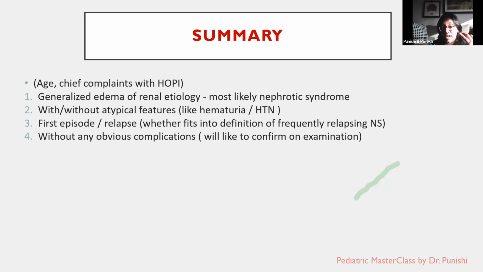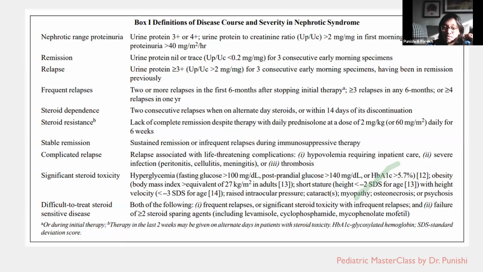with or without atypical features. You can have associated hematuria or hypertension in nephrotic syndrome, but they become atypical features. They're not usually seen in a typical nephrotic. So whether or not there are associated atypical features, whether this is a first episode or a relapse, and whether it fits into the definition of, say, frequently relapsing. What is frequently relapsing? If you look at the definition here, it is two or more relapses in the first 6 months after stopping initial therapy, or three or more relapses in any 6 months, or four or more relapses in 1 year. This is the definition of frequently relapsing.